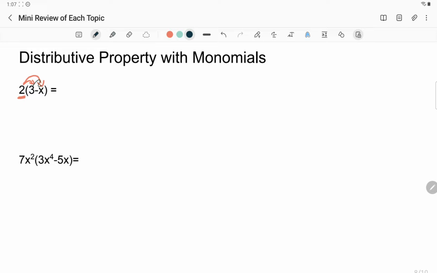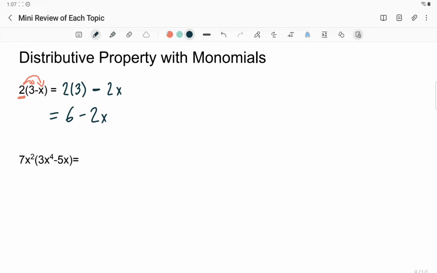So in this case, you have the 2 out in front, so you could do 2 times that number 3, and then also 2 times that x. And then there will still be that operation in between them, which in this case was a minus inside the brackets. Simplifying that, you can get 6 minus 2x. So that's what the regular distributive property is.